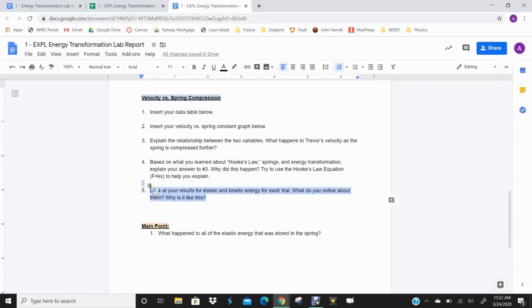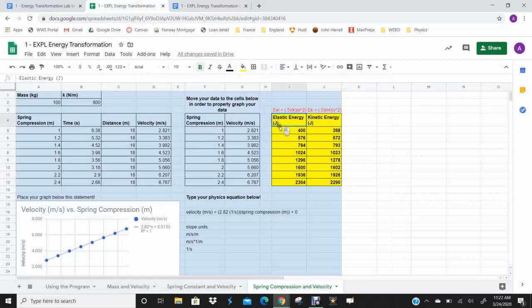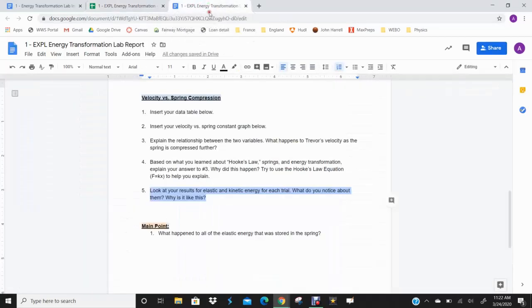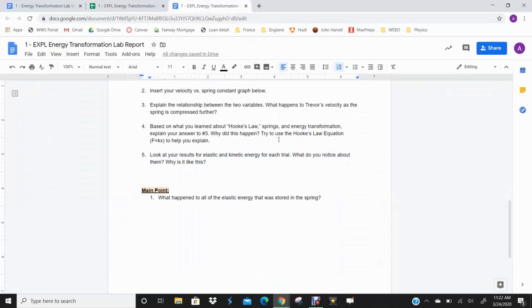And then look at the results for the energies. Why are they like this? Once again, guys, all of the elastic energy is transferred into kinetic energy by the time that Trevor leaves the spring. If there's no friction and everything, then it should be exact. We shouldn't have any loss of energy due to friction, or going into heat energy or thermal energy. Okay.